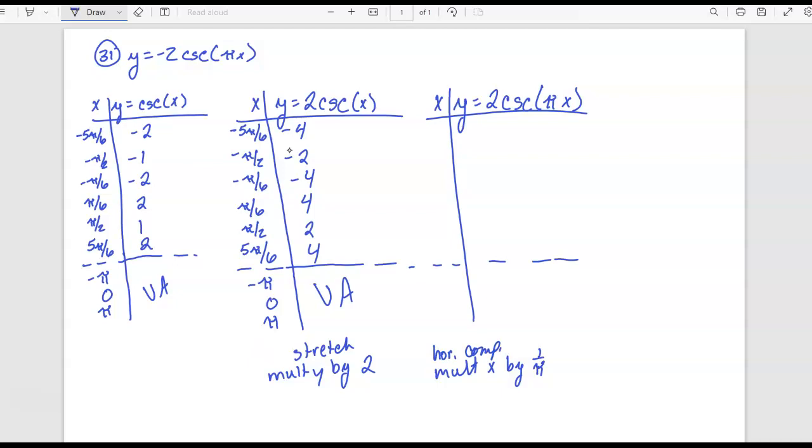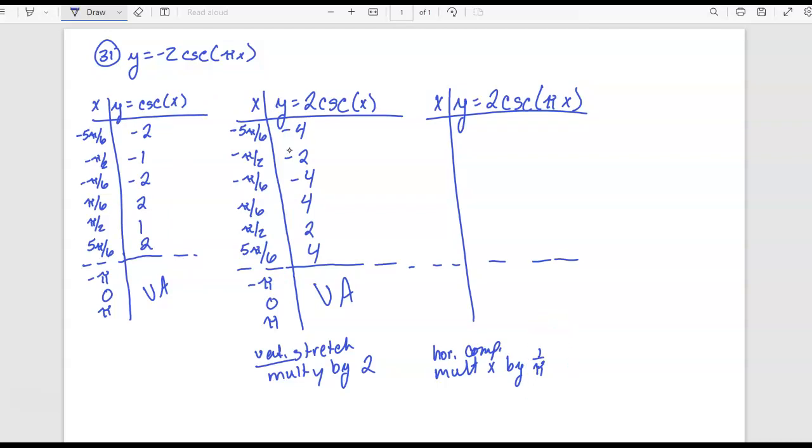Let me go back over here. This is actually a vertical stretch. I'm sorry, I misspoke earlier, because that stretched the y values. If it affects y, it's vertical. If it affects x, it's horizontal. So we have a horizontal compression going on. So we're going to multiply each of these x values by that 1 over pi.